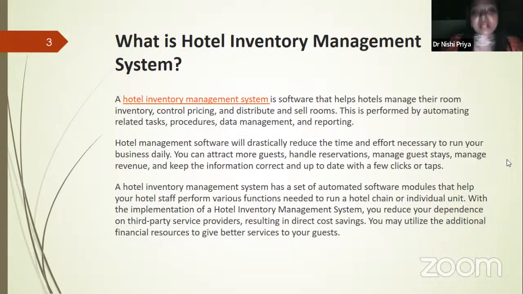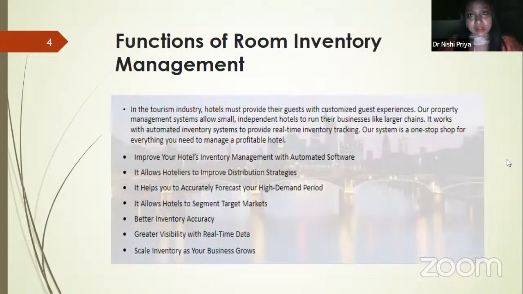The hotel room inventory management system will take over your various tasks and do them in a nanosecond. The software, which is a well-established package known as property management system software, will help you get this kind of support and help. I hope the room inventory management definition is quite clear.